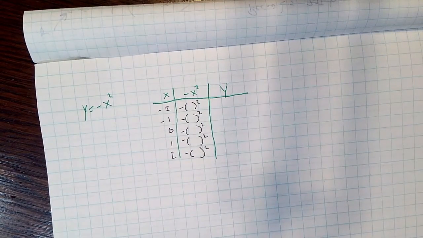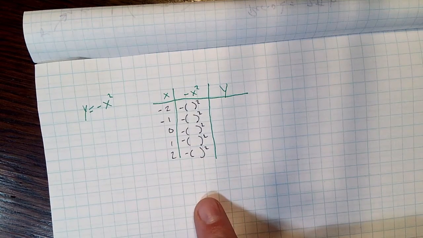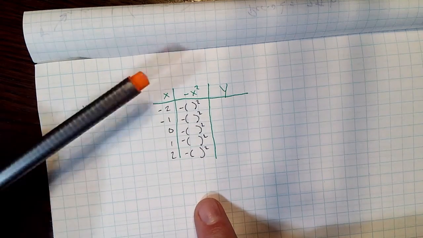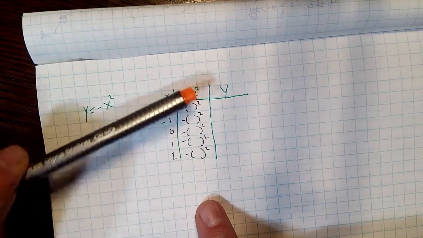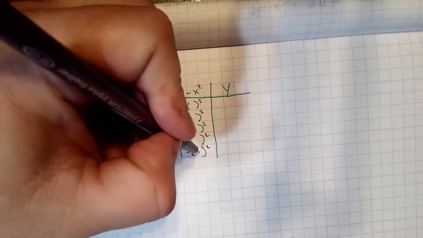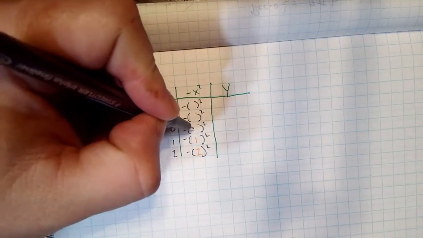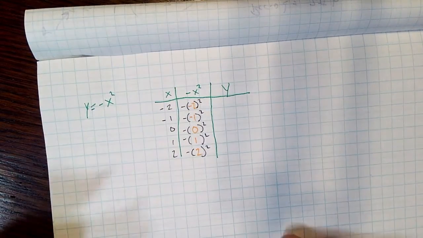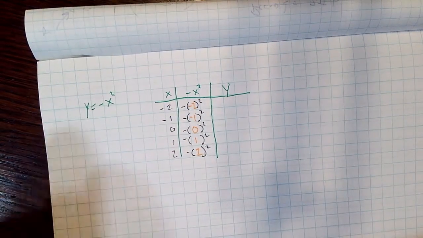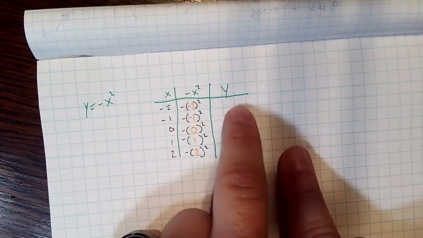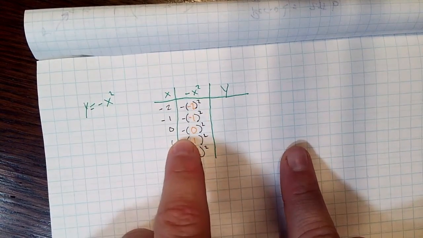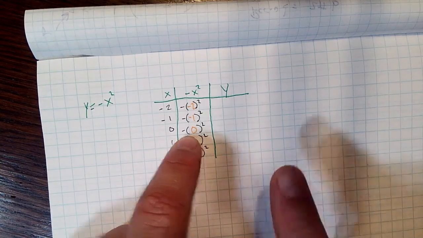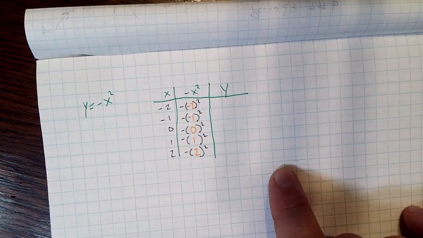Okay, I just left a bunch of gaps because then what I'm going to do is take this number and fill it in the parentheses: 2, 1, 0, negative 1, negative 2. You can start from the top and work your way down, or start anywhere. I'm going to start at the 0 because that's the easiest one.